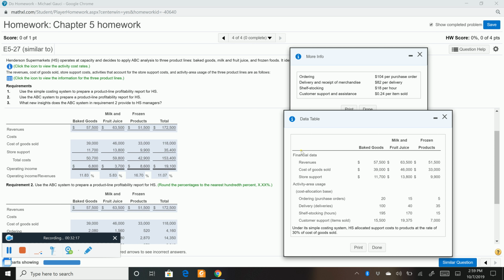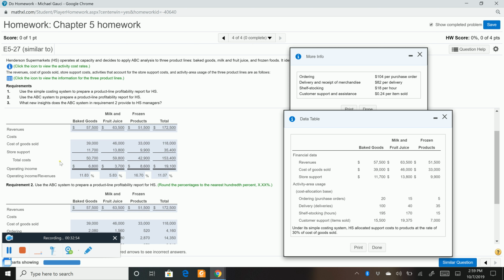So first, let's take the simple method. Revenues right across the board. The author gave us these numbers. $57,500 for the baked goods, $63,500 for the milk and fruit juice, and the frozen products, $51,500. That's the revenue. And then our direct costs, our direct cost of goods sold, that's going to include the direct materials as well as the direct labor. $39,000 for baked goods, $46,000 for milk and fruit juice, and $33,000 for the frozen products.